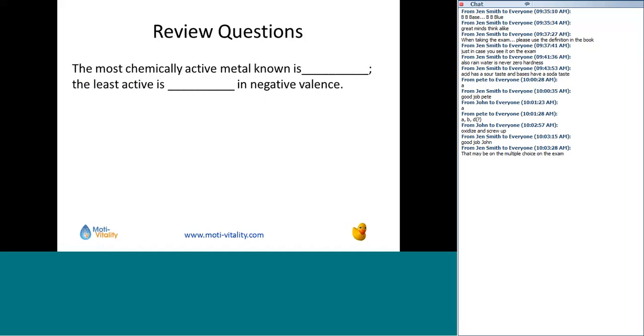The most chemically active metal known is... what's the most chemically active metal? Which one was it? Do you guys remember? The answer is potassium. And gold is the least. Gold is the least reactive.